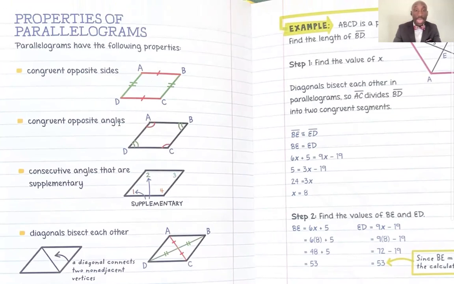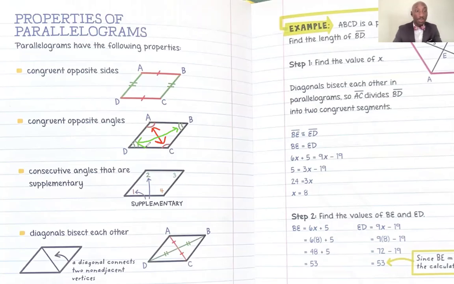Congruent opposite angles, right? So angle B is opposite of angle D. They're the same. Angle A is opposite angle C. They're the same. Meaning the angles across from each other are equivalent in every parallelogram. If it's a parallelogram, this is true. The opposite angles are equal.